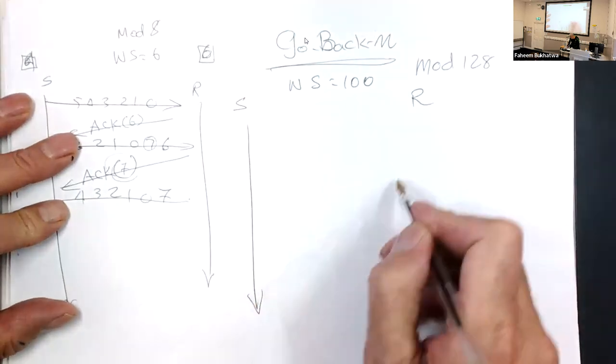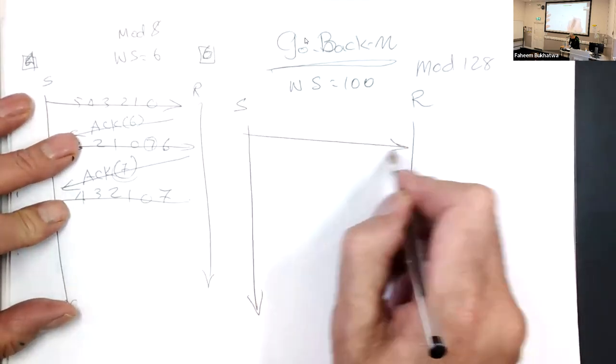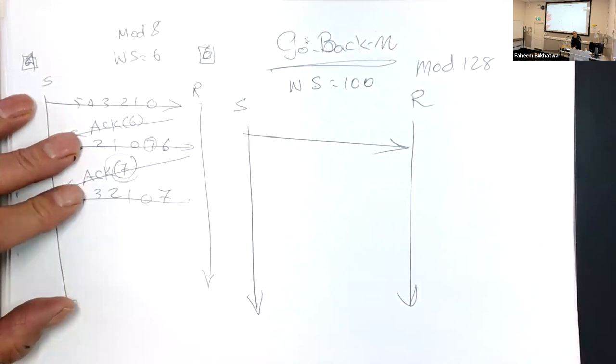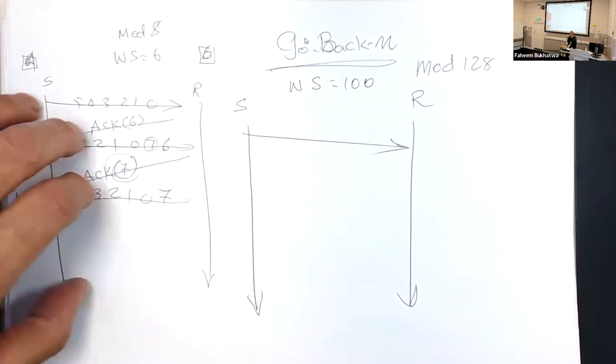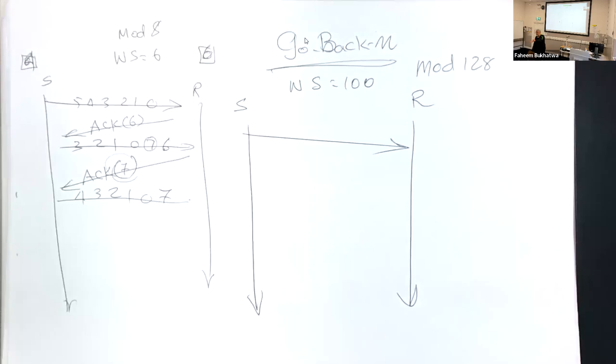Bushra, what are the frame numbers that will be sent by this sender? I ask somebody, they're eating. Anytime I ask somebody, they're eating. Yeah, what are the frame numbers, sequence numbers? Okay, start again. Next person. What are the sequence numbers that the sender will send now using modulo 128 and window size 100?